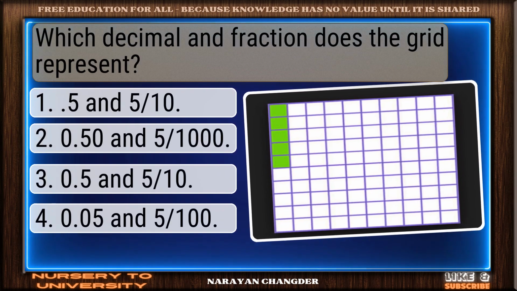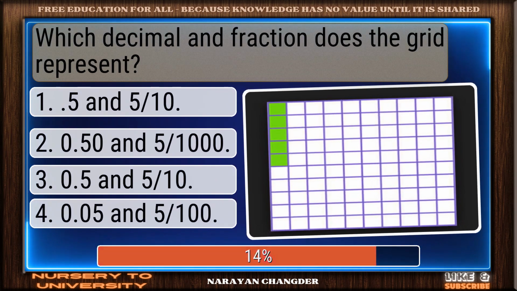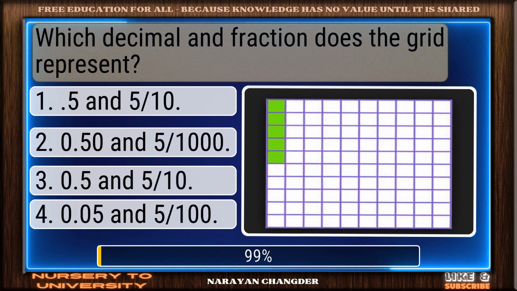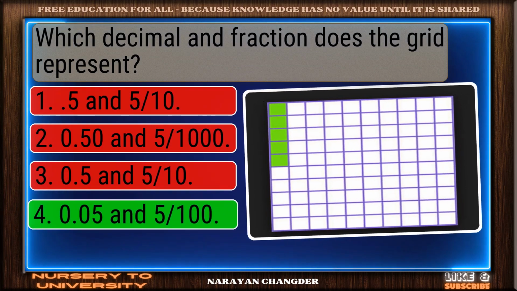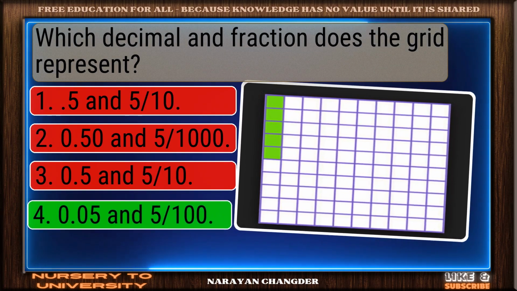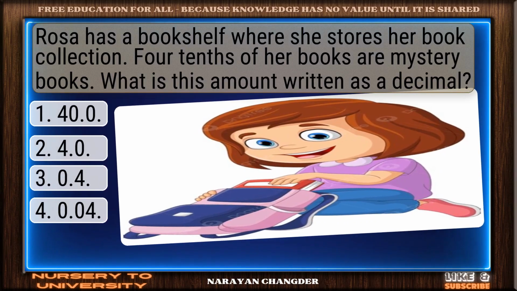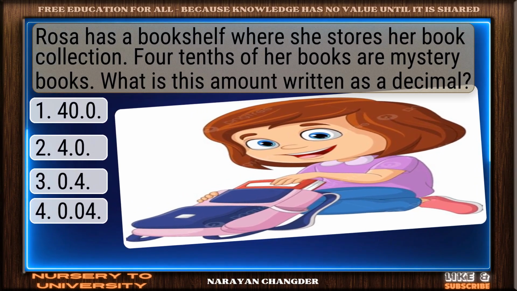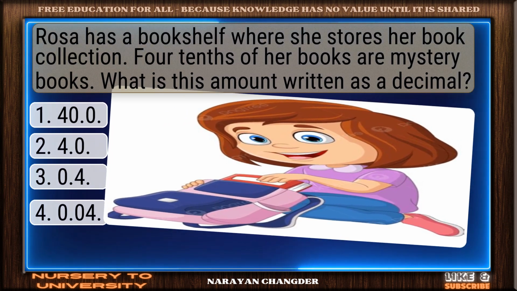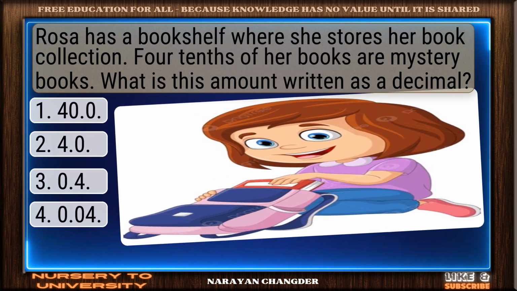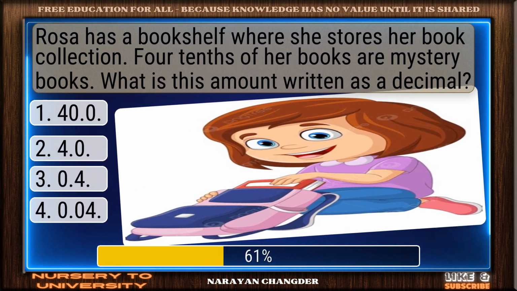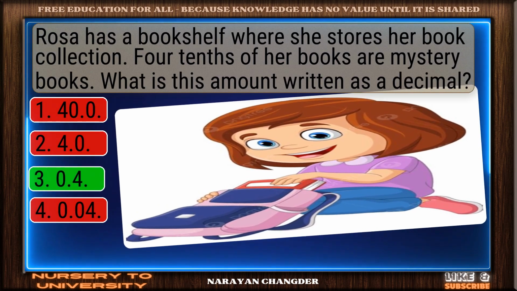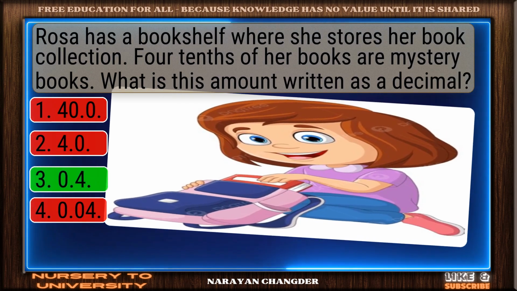Which decimal and fraction does the grid represent? Right choice. 0.5 and 5/10 is the best answer. Rosa has a bookshelf where she stores her book collection. 4/10 of her books are mystery books. What is this amount written as a decimal? Strong choice. 0.4 is the right answer.